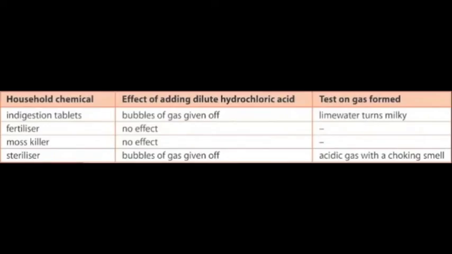Test 3. The next step would be to test for the anions present. You could start by adding some dilute hydrochloric acid and test any gases formed. The results of this test are given in the table.